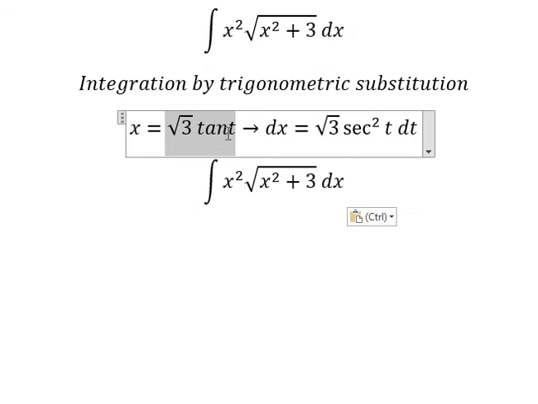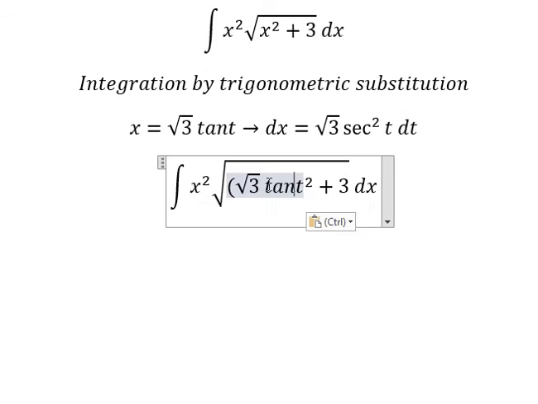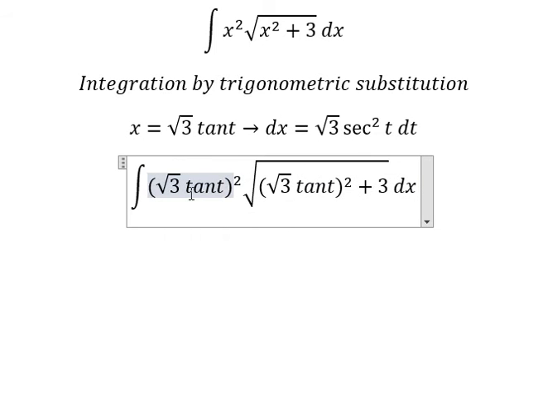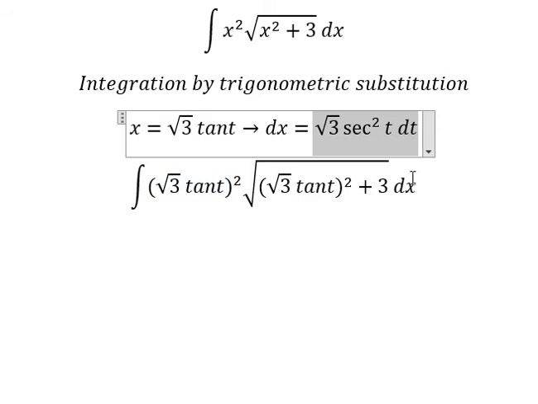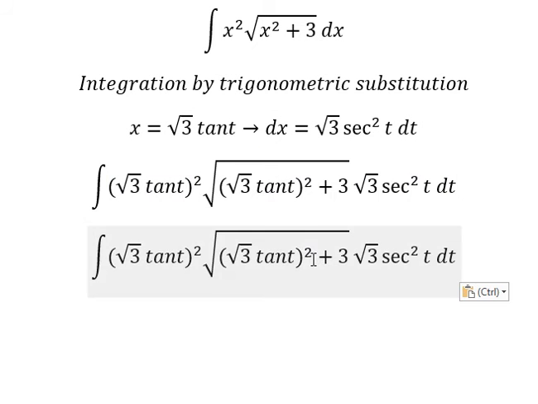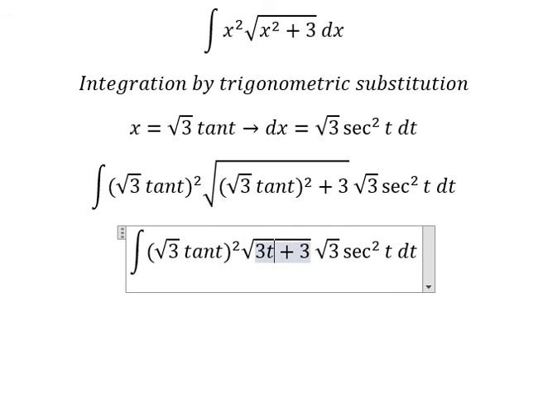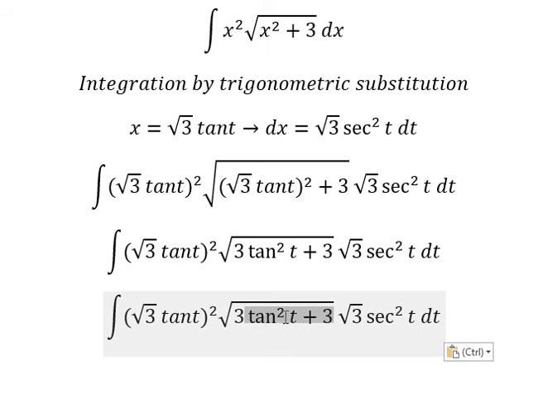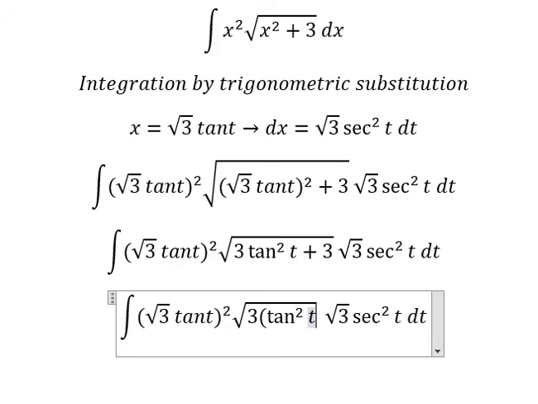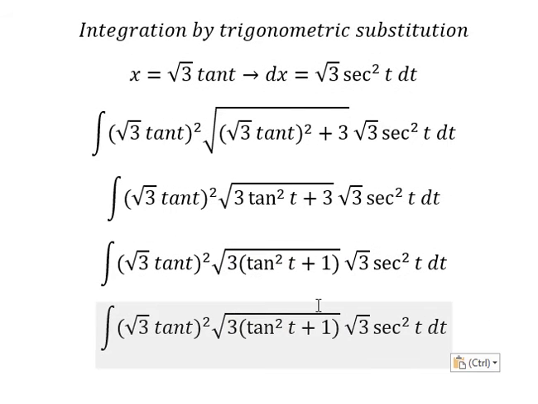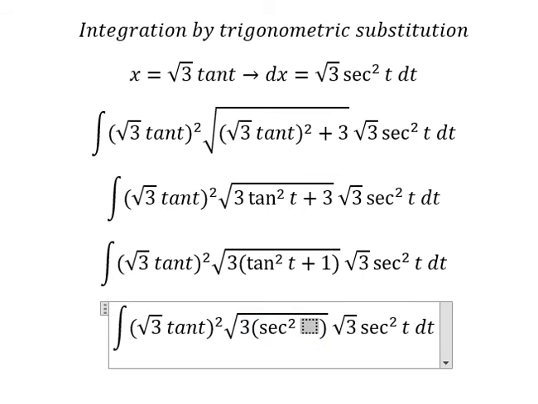So we put this one in here, and this one in here. The s we change for this one. So this one we change to 3 tan t squared, plus 3, and we can do factorization. So this one in here we change to secant of t squared.